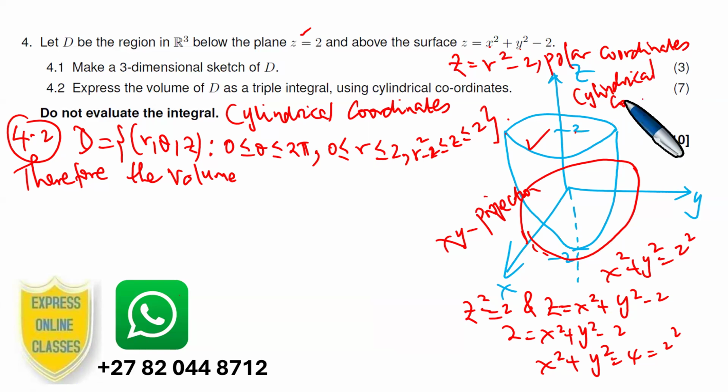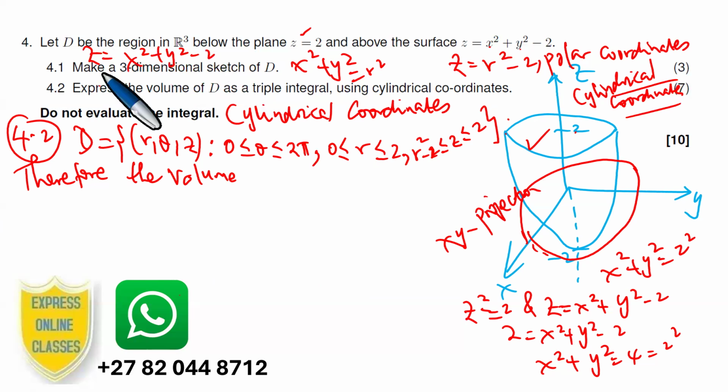I don't understand how z becomes r squared minus 2. Yes. Because what is x squared plus y squared? It's equal to r squared. So wherever it is x squared plus y squared, at any point, it is equal to r squared when you're doing cylindrical coordinates. Now with this, what is z equal to? We can see that z here is x squared plus y squared minus 2. What is x squared plus y squared? It is r squared minus 2. That is why it becomes r squared minus 2.